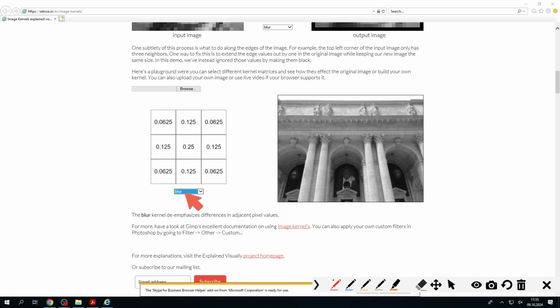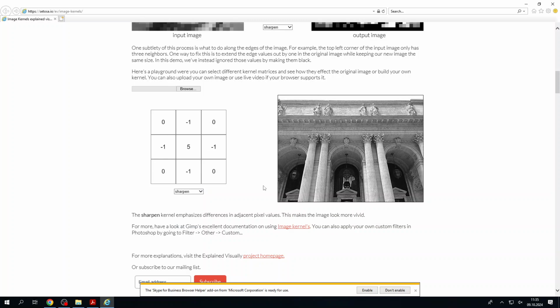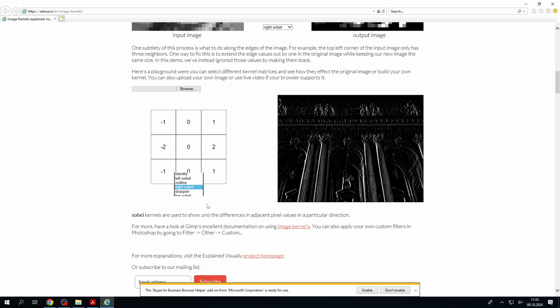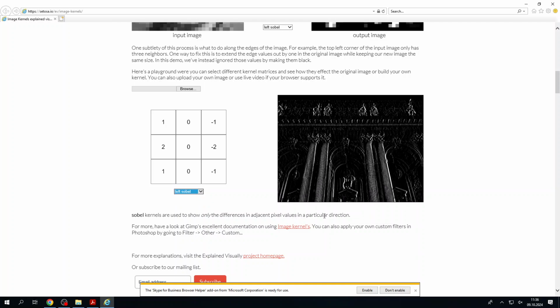Whereas the sharpen does quite the opposite, yes? The sharpen actually amplifies the central pixel and reduces the effect of neighboring pixels. There is also another kind of processing you can use to hide, or to make some details of this image easier to see, yes?